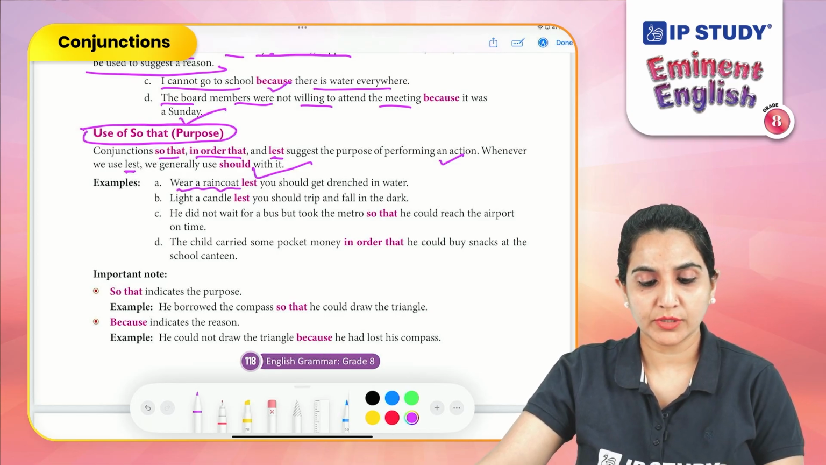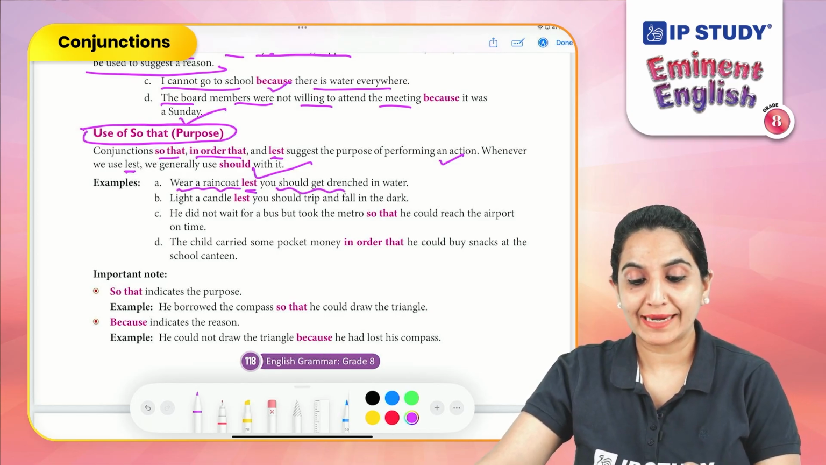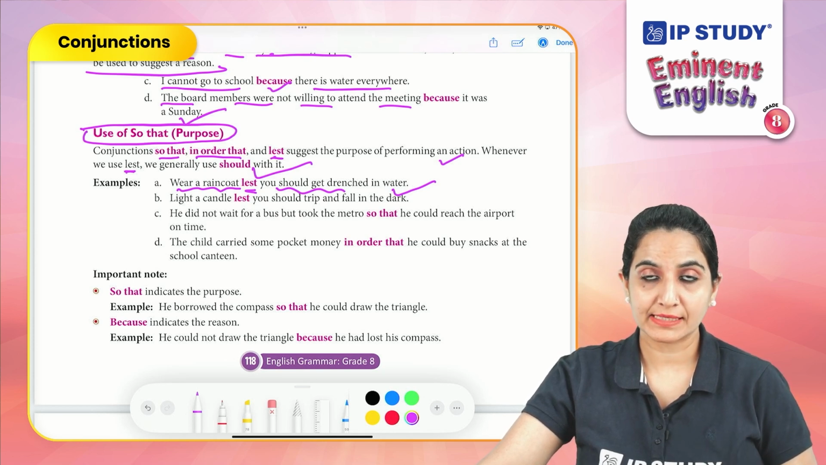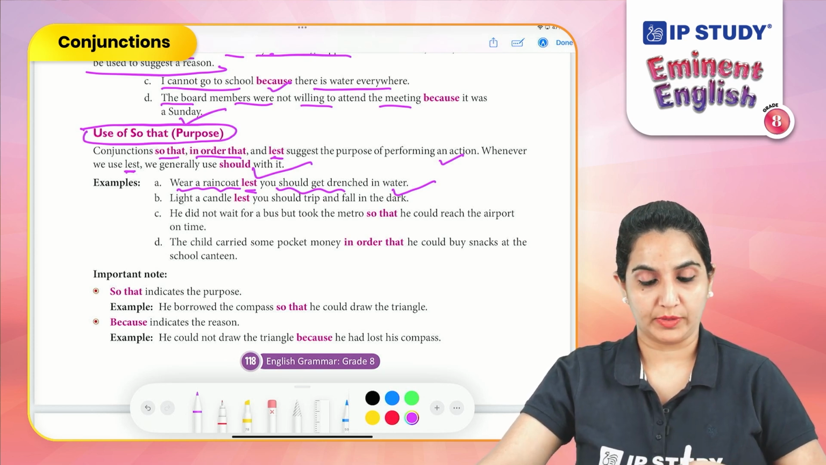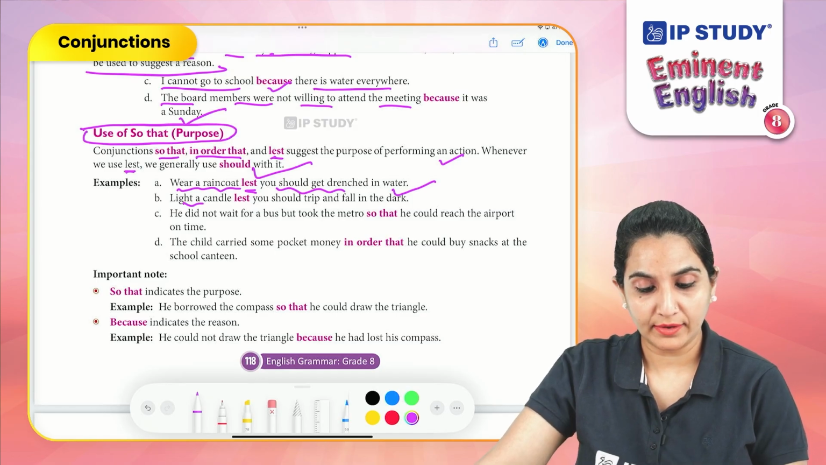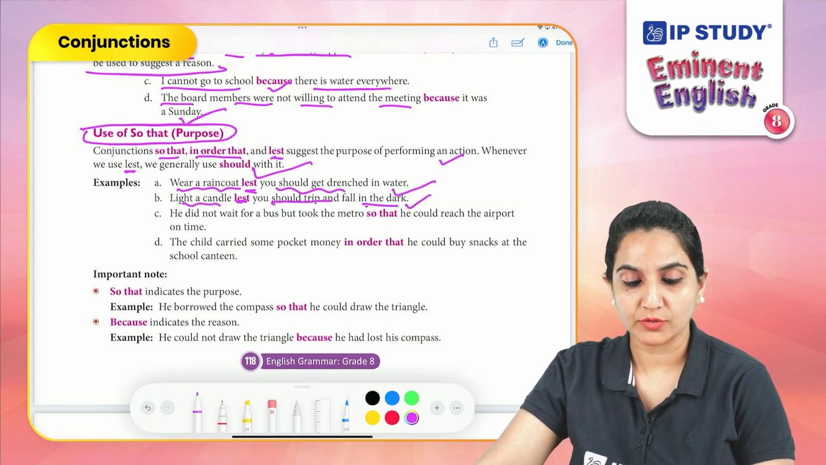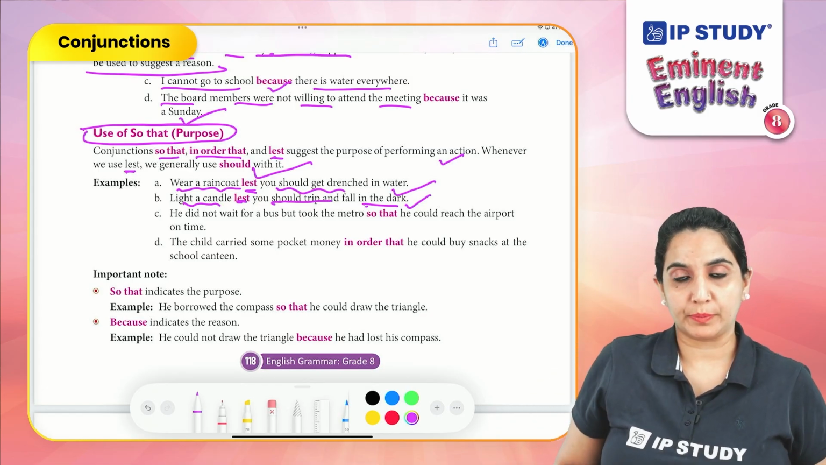Wear a raincoat lest you should get drenched in water. So whenever you use lest, please use should along with it. Light a candle lest you should trip and fall in the dark. So lest is used to show the purpose.